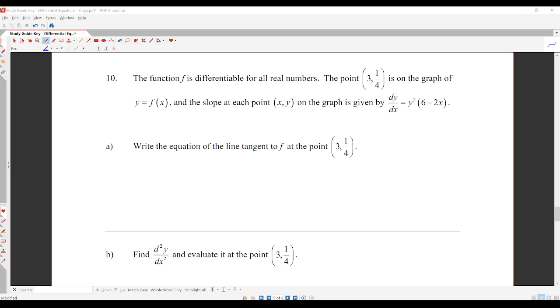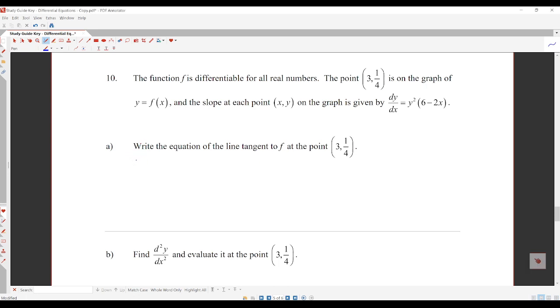Okay, let's take a look at number 10. The function f is differentiable for all real numbers. The point (3, 1/4) is on the graph of y equals f of x, and the slope at each point (x, y) on the graph is given by dy/dx equals y squared times (6 minus 2x). So we want to write the equation of the line tangent to f at the point (3, 1/4).